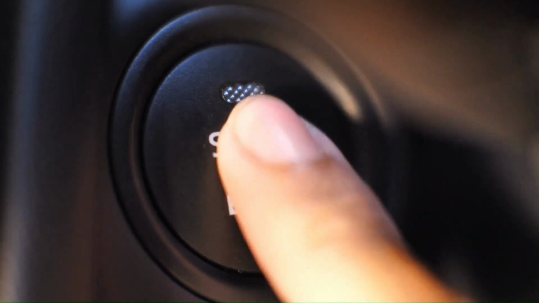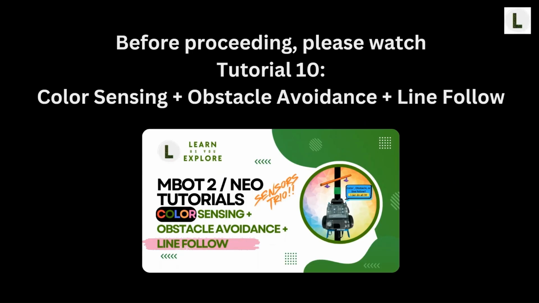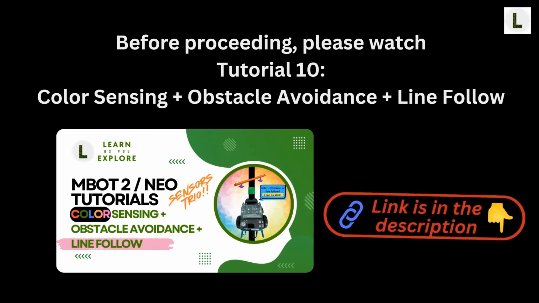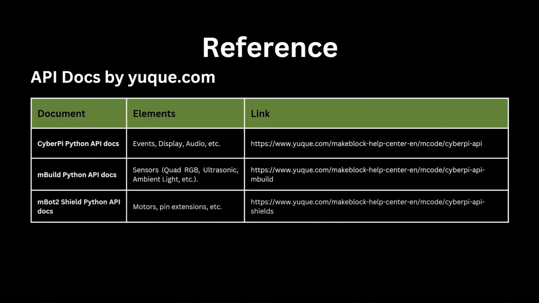All right, let's jump in. If you haven't watched my video on the block program for color sensing and obstacle avoidance during line follow, I highly recommend checking that one out first to understand the key concepts. You'll find the link to that video in the description. I'll also include links to the Python API documentation in the description. Bookmark them for easy access because we'll be referring to them often.